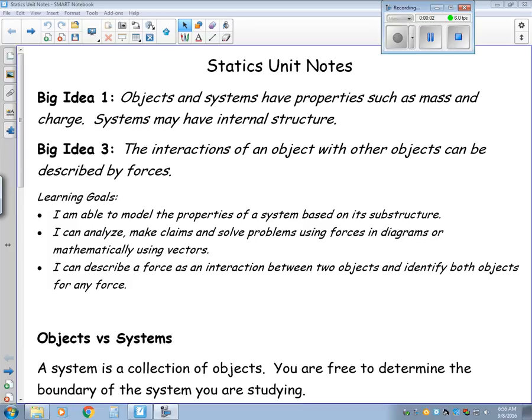Here's video 1 for the statics unit. Now, for this unit, the big ideas are 1 and 3. So, big idea 1 is that objects and systems have properties such as mass and charge, and that the systems may have internal structures. So, we're going to talk about systems. And then big idea 3 is that the interactions of an object with other objects can be described by forces.